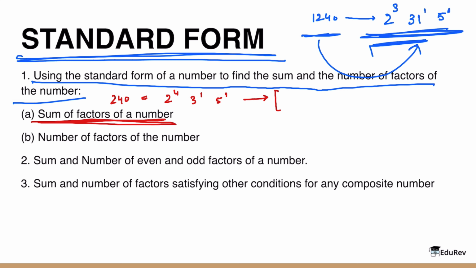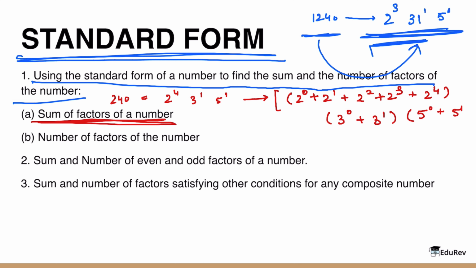So now can I write this sum of the factors actually as (2 to the power 0 plus 2 to the power 1 plus 2 to the power 2 plus 2 to the power 3 plus 2 to the power 4) times (3 to the power 0 plus 3 to the power 1) times (5 to the power 0 plus 5 to the power 1), which is going to be nothing but 31 times 4 times 6, which is nothing but 744. So this is going to be the sum of the factors.